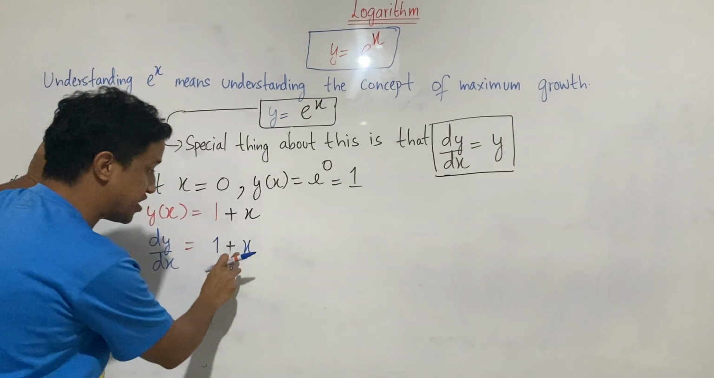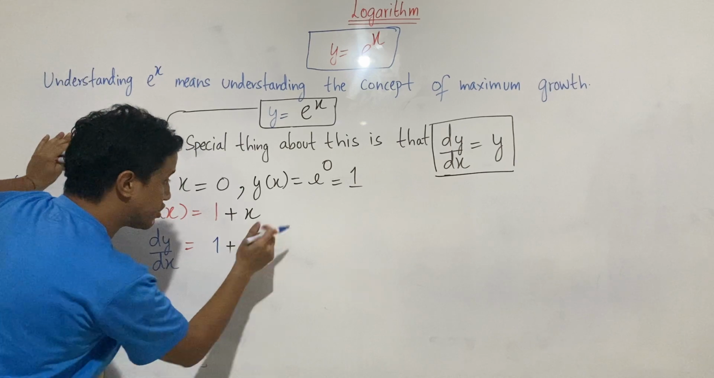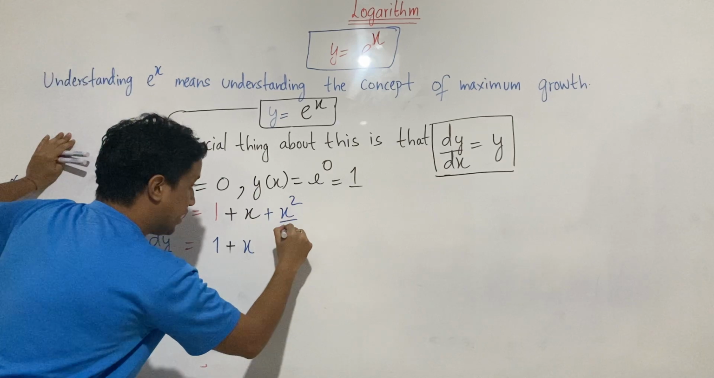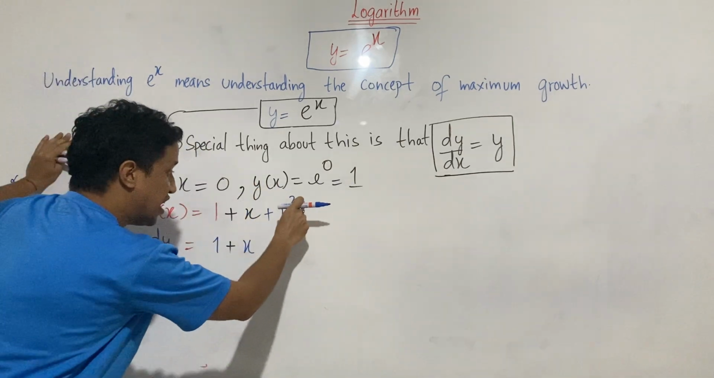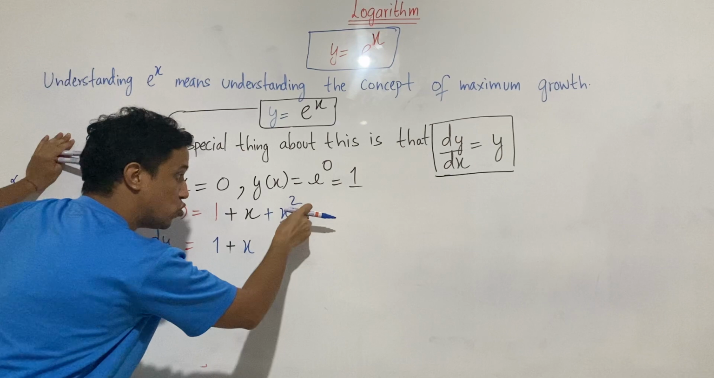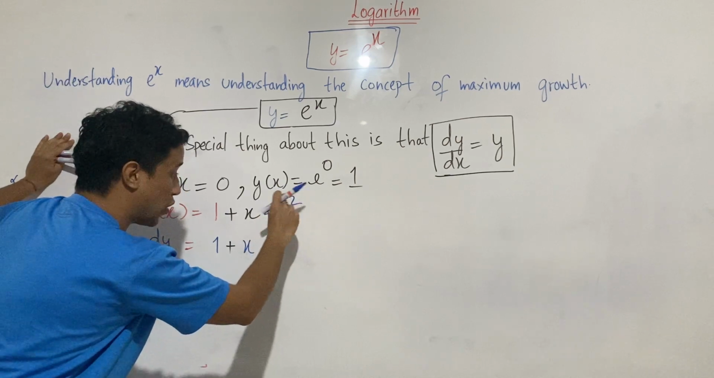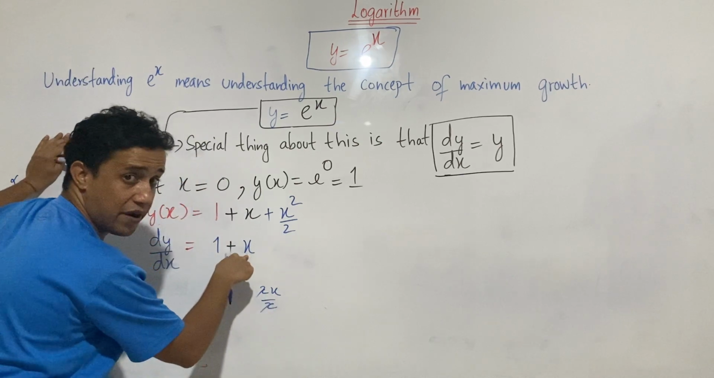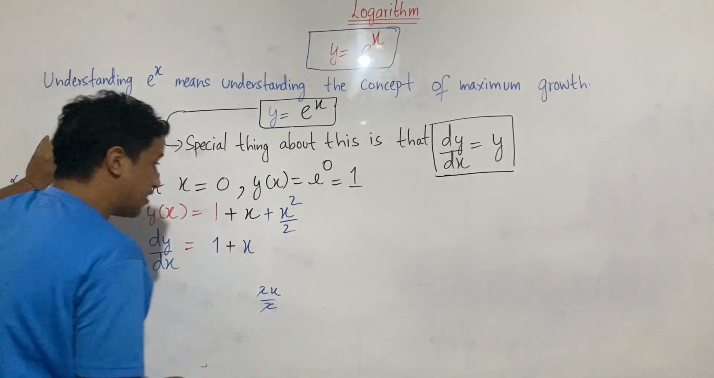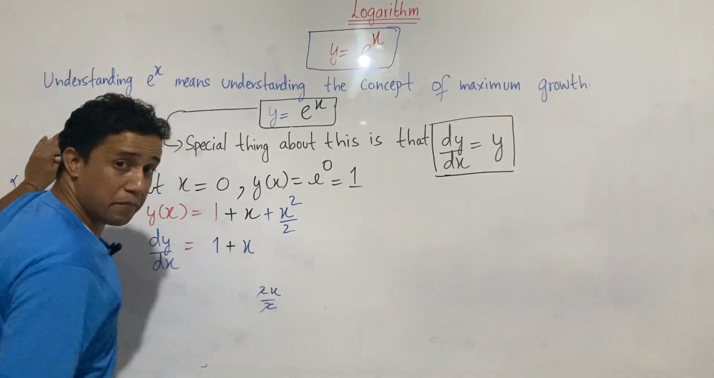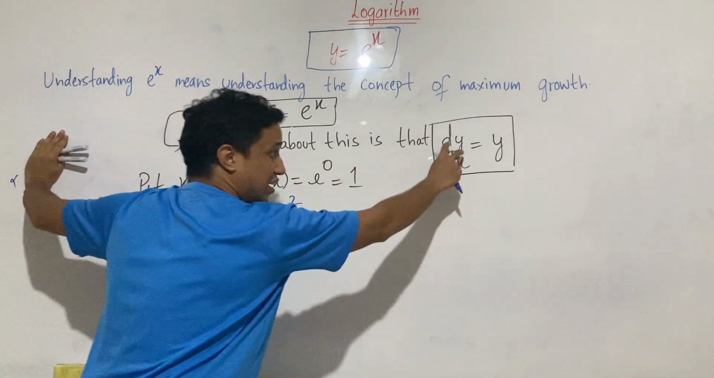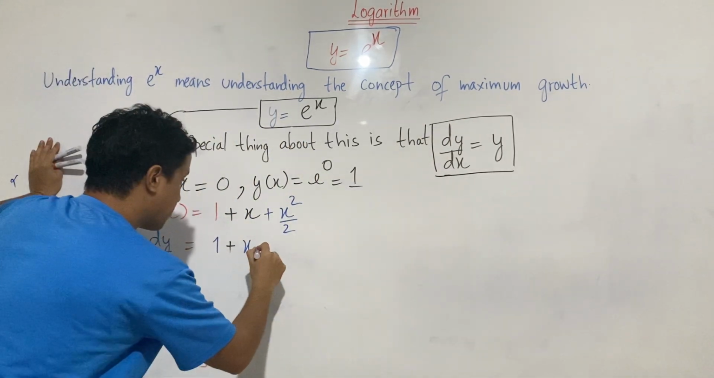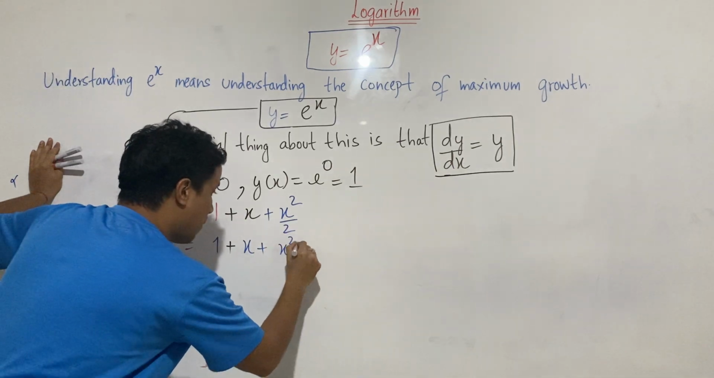If I write here 1 plus x, then what would happen? Here I have to write x square by 2. Why? Because when you differentiate it, it's going to be 2x by 2, which is x. So see here x, right? So again, what I have to do is make it the same. Why? Because it says the slope is the same as the function. Okay, so here again it's x square by 2.